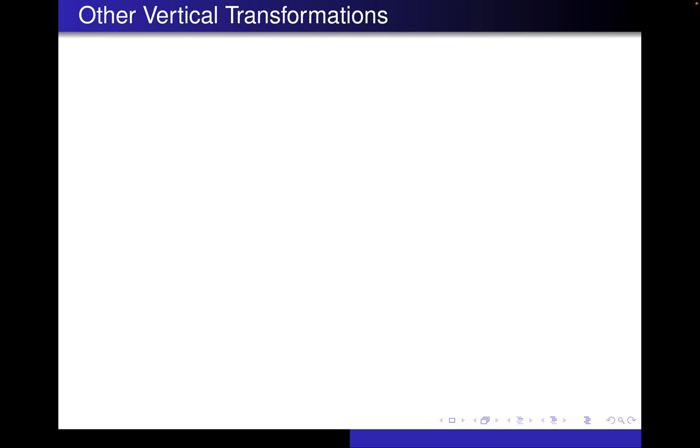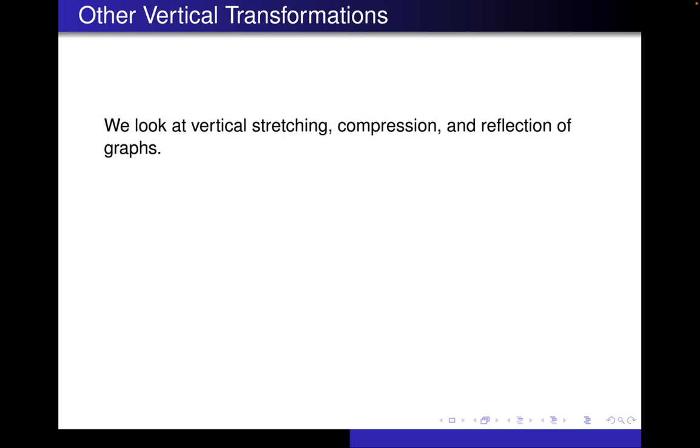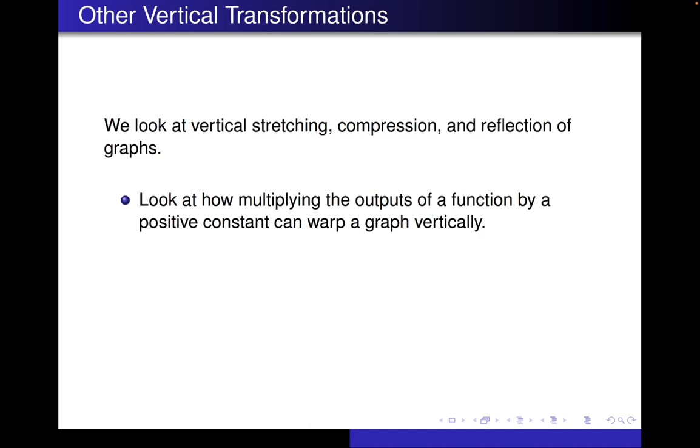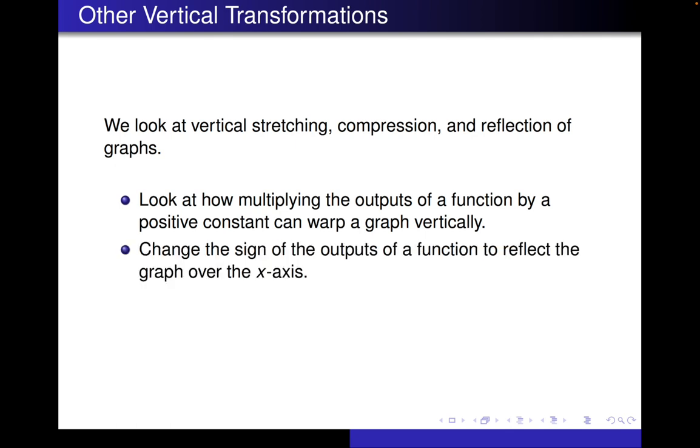Now we're going to look at some other vertical transformations. Specifically, we're going to look at vertical stretching, vertical compression, and vertical reflection of graphs. So first we're going to look at how multiplying the outputs of a function by a positive constant can warp the graph vertically. Similar shape, but not quite the same. We're going to look at what happens when we change the sign of the outputs of a function to reflect the graph over the x-axis. And then we're going to look at an example.